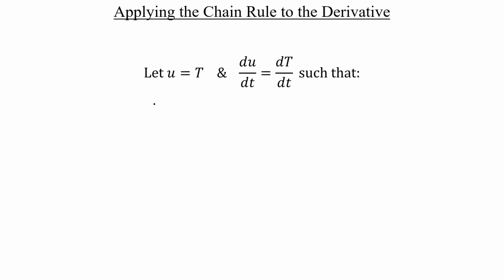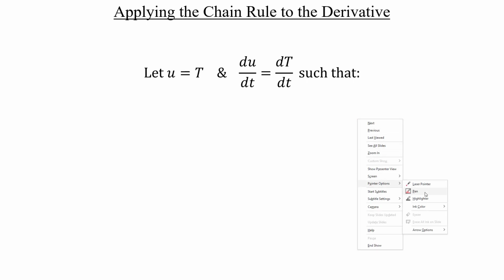Here you can see that I've set our substitution variable in the chain rule equal to the innermost function. And when we take a derivative of both sides of this equality, it says that the derivative of our substitution variable with respect to time is equal to the derivative of the period with respect to time. And we're going to use these two parts in the following way.